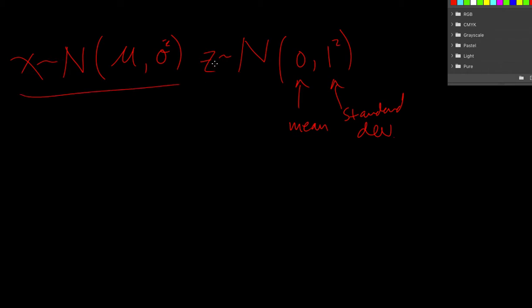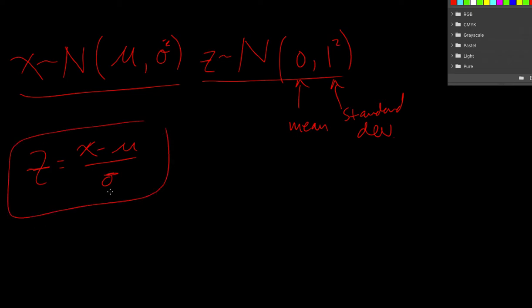This is often denoted with a z in front instead of an x. Where that comes from is called a z transformation. So we have z is equal to x minus mu over sigma. And if we want to find a z score, this is how we do it. Your book talks a lot about what a z distribution is, what a z score is, etc.